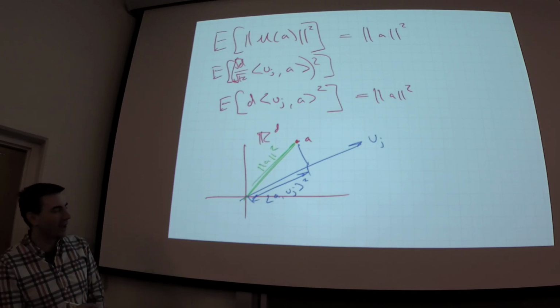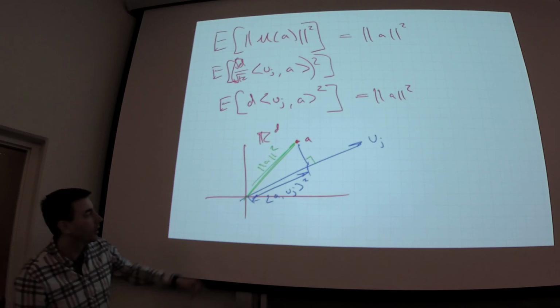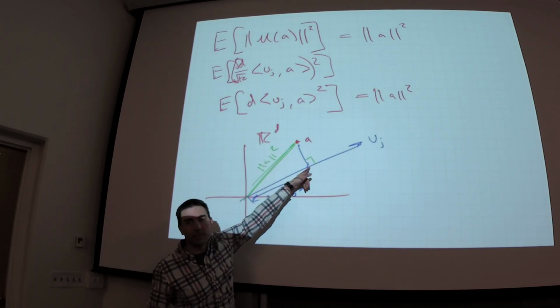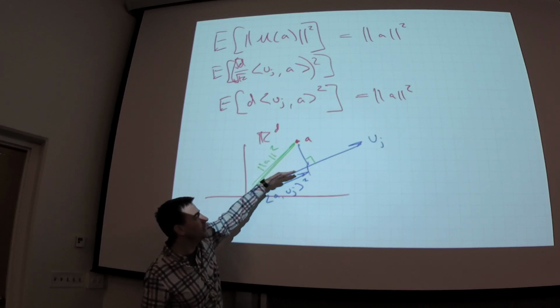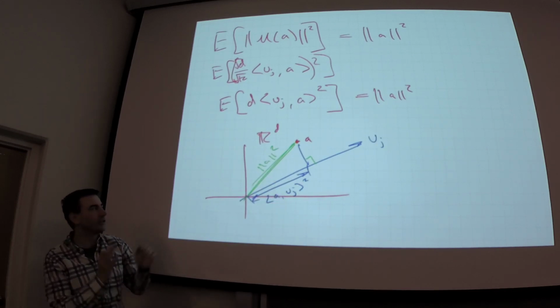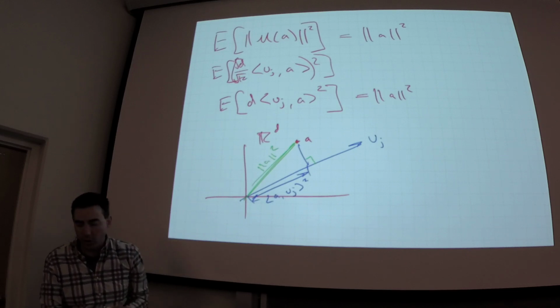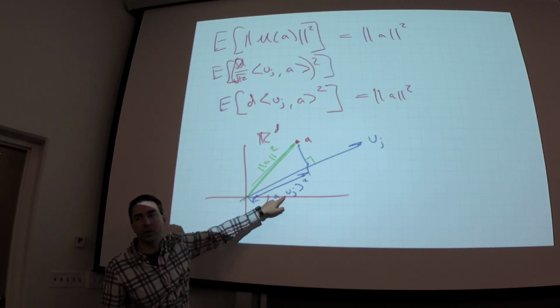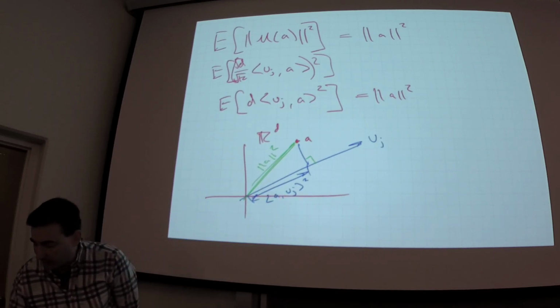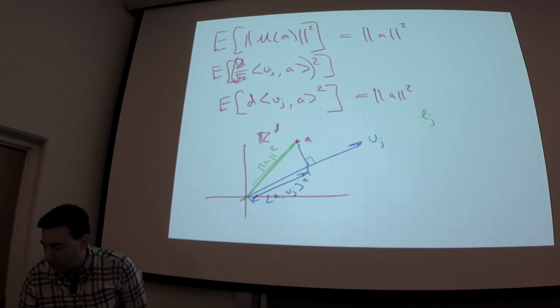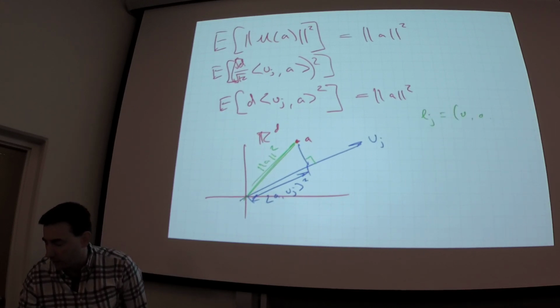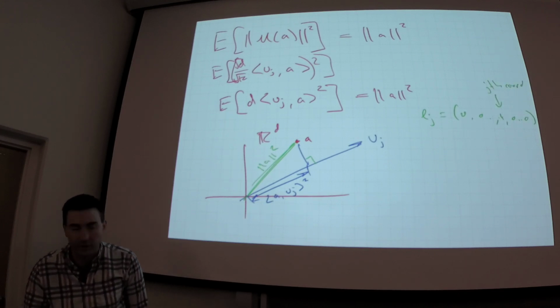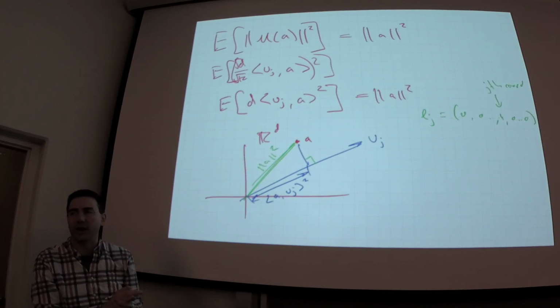So what does this look like? We know that this is an orthogonal projection onto here, and this is 1 out of d. This is a d-dimensional space. We know that if uj happened to be the coordinate axes, so let's say ej is the vector where the jth coordinate is 1, then this defines the coordinate axes.